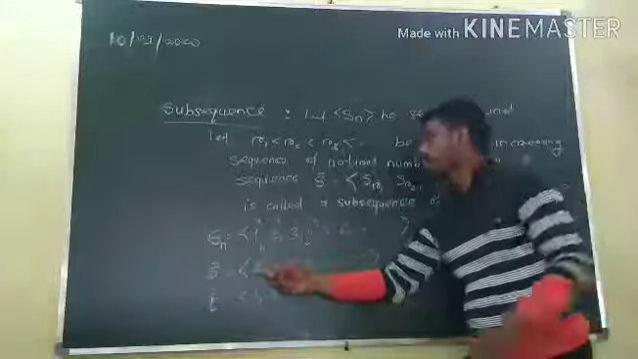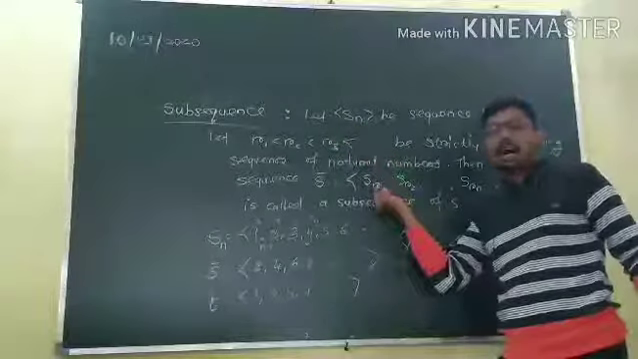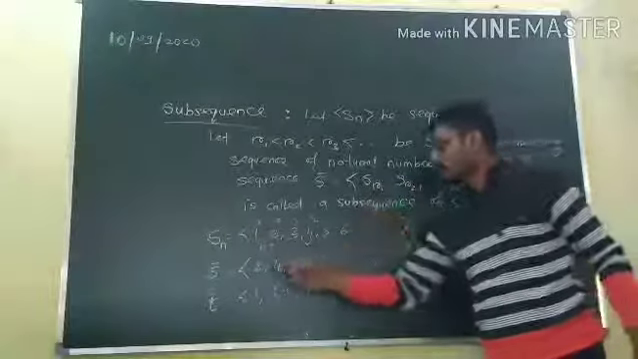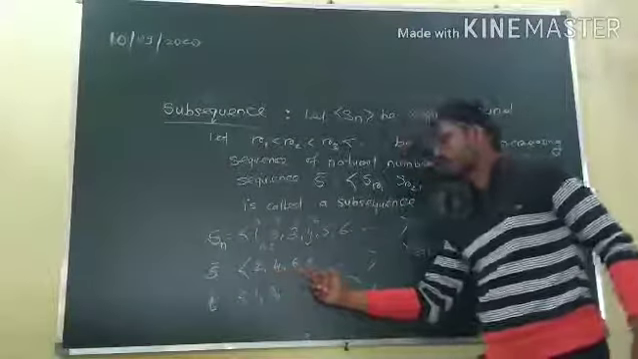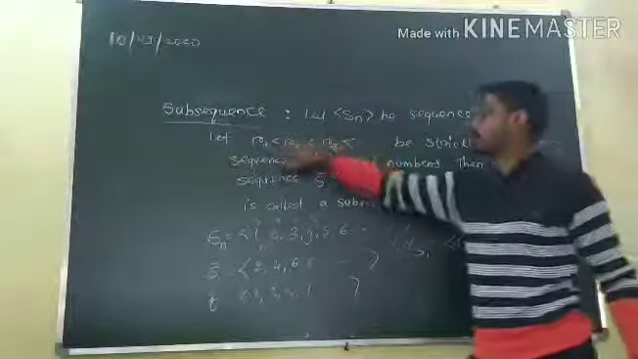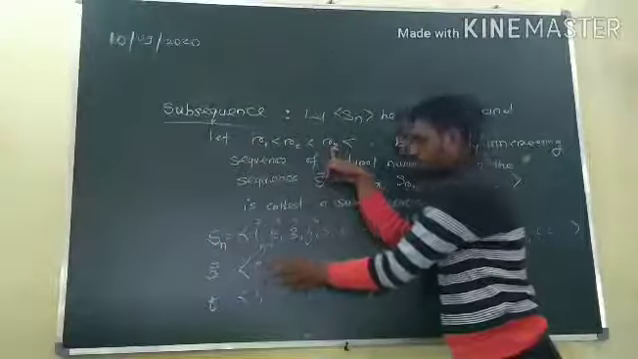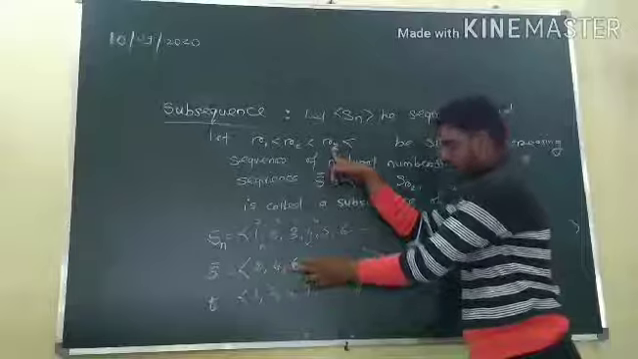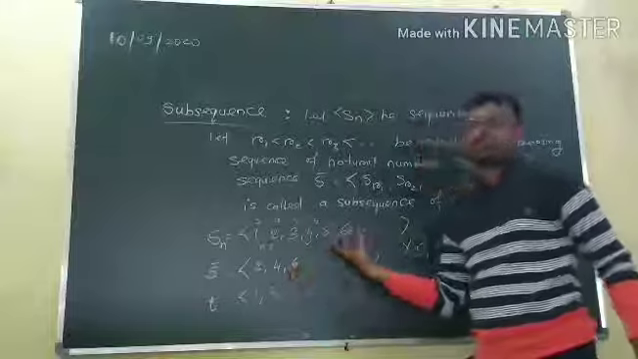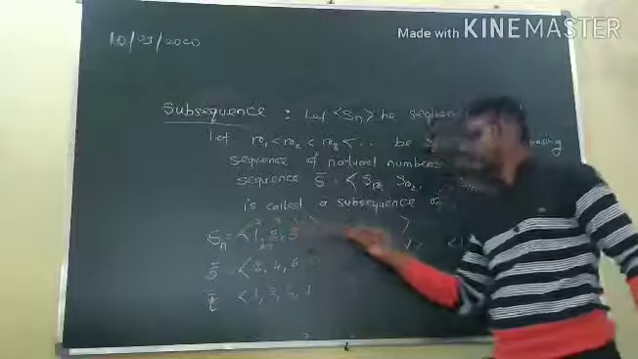So what is our R1? 2. What is our R2? 4. So yes R1, yes R2, yes R3. We have taken strictly from this sequence of even numbers, 2, 4, 6. So from this sequence you have taken 2, 4, 6. So this becomes a subsequence. The order does not get disturbed here. The order is the same. See, 2, 4, 6 is increasing order.